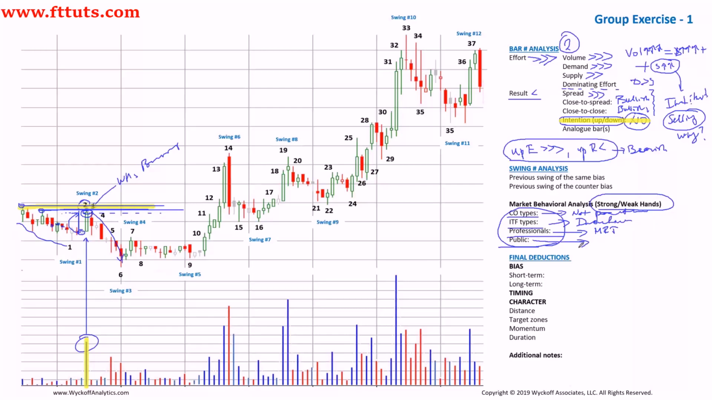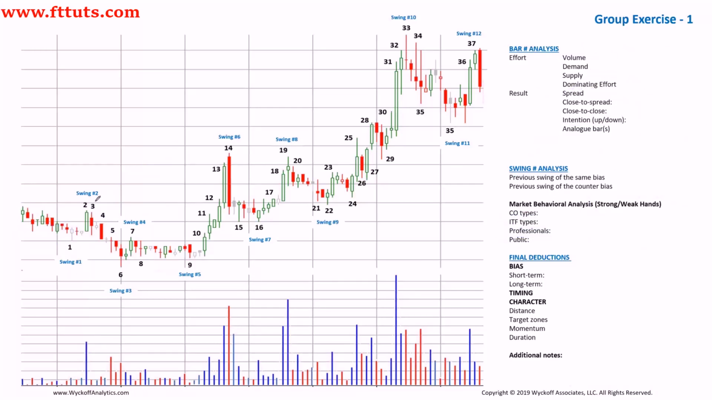And public, Nilesh, what do you think public is doing here? I think they are participating. They are buying. Yeah, they are buyers, exactly. So there are buyers on this particular bar. Okay, so the next thing that happens is bar number 3, and bar number 3 acts as a confirmation for the selling pressure that has come on bar number 2.